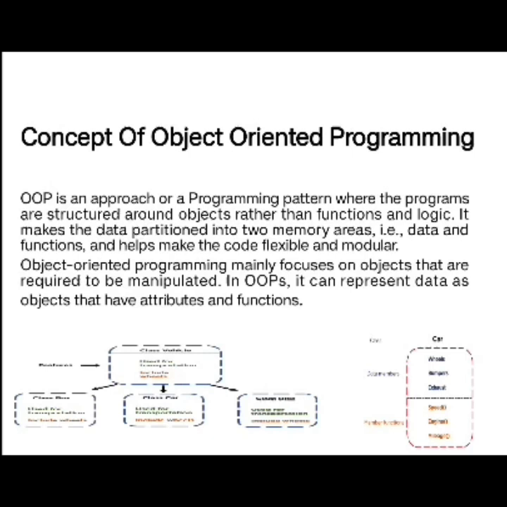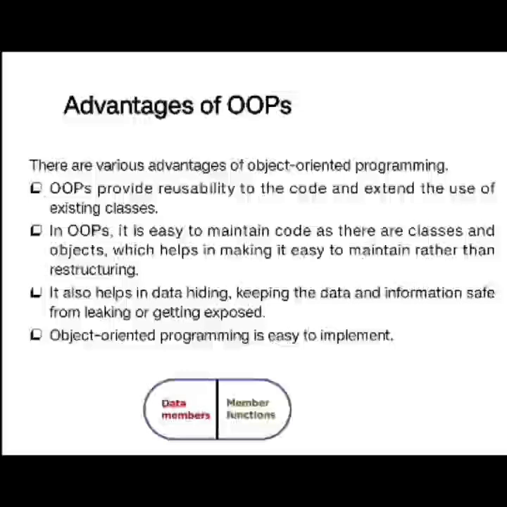So the concept of object-oriented programming is that the programs are structured around objects rather than functions. So if we work with objects, then it is easy to use. It partitions the data into two memory areas, data and functions, and helps make the code flexible and modular. So object-oriented programming mainly focuses on objects, as I already told you, that are required to be manipulated. In OOP, it can represent data as objects that have attributes and functions. So as I already told you, POP has many disadvantages. To overcome this, OOP came, and OOP has some advantages, like it provides reusability, it provides security, and object oriented programming is easy to implement.